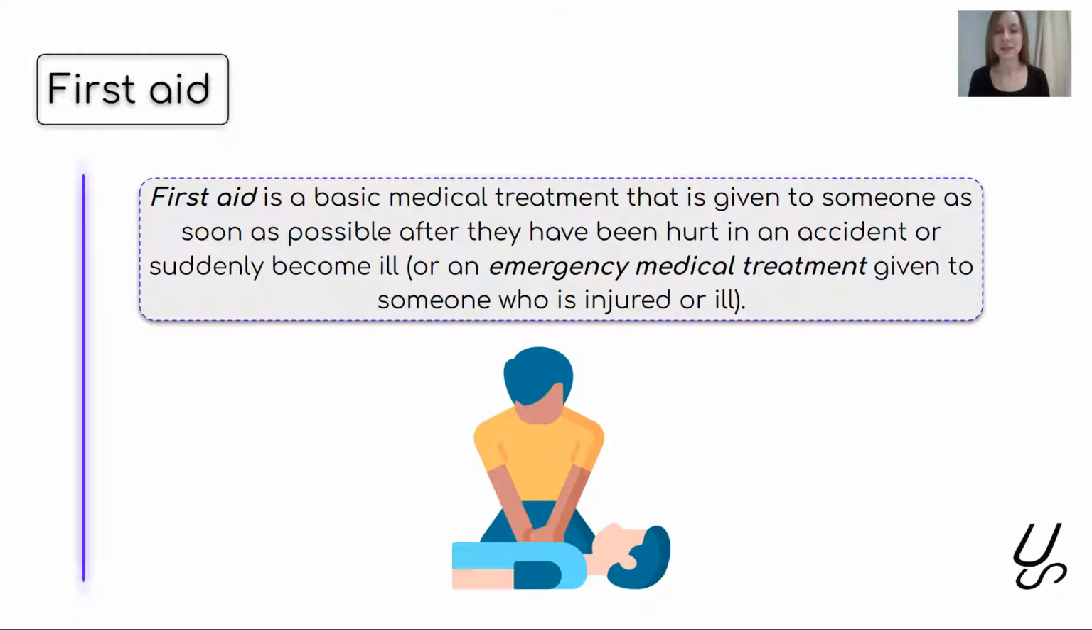First aid. So, what is first aid? First aid is a basic medical treatment, and this basic medical treatment is given to someone as soon as possible after they have been hurt in an accident or if they suddenly become ill. So also we can say that first aid is an emergency medical treatment which is given to someone who is injured or ill.